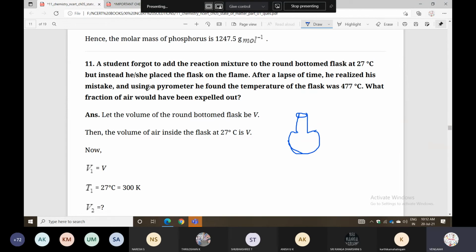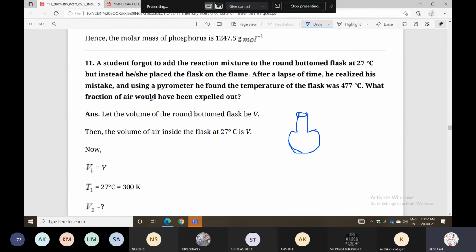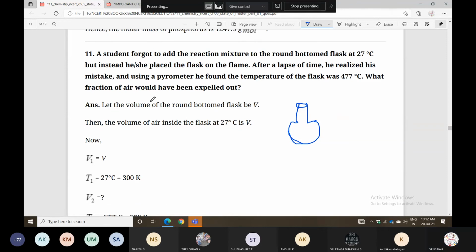What fraction of air would have been expelled out? So how much air came out? Okay? So this is a daily-life question, an application oriented model question, where a general example is given.